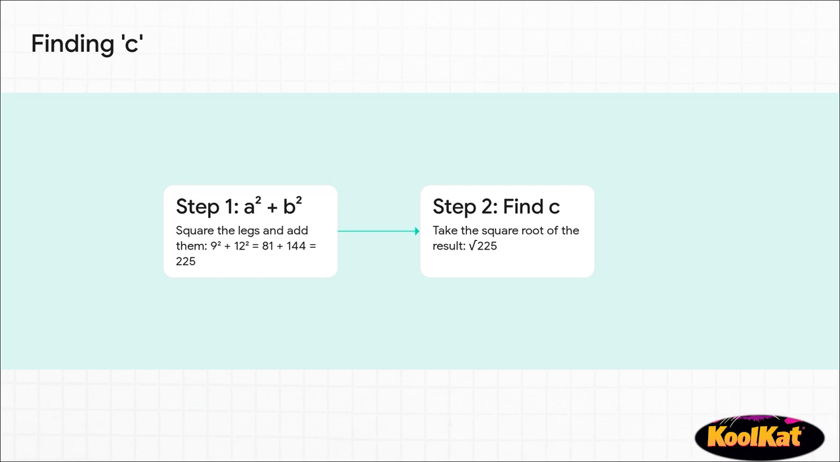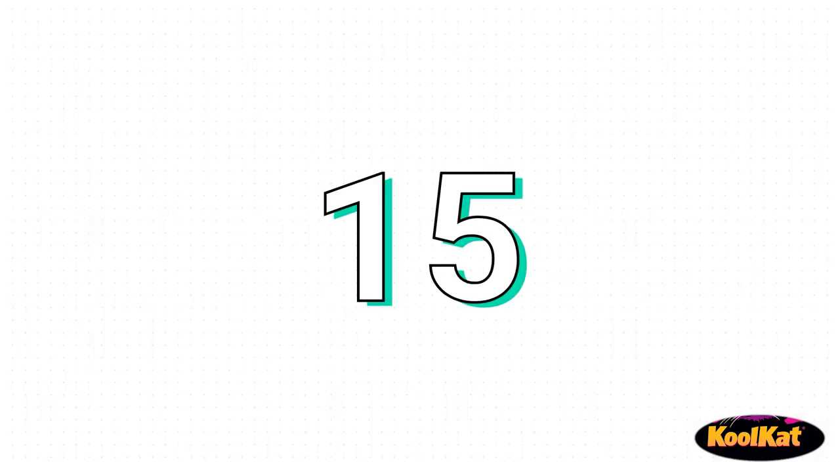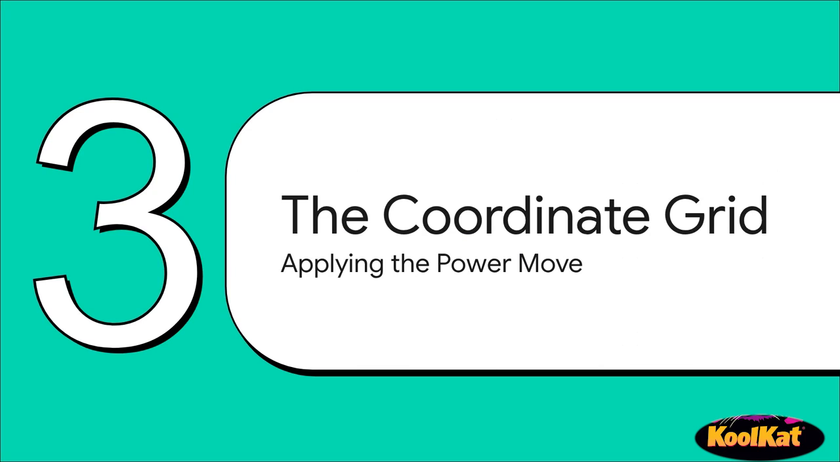Now remember, that 225 is C squared. So for the final step, we just have to take the square root to find C by itself. And the square root of 225 is 15. That is it. The length of the hypotenuse is 15. See? Not so scary, right? All right, warm-up is over. Let's take that exact same logic and apply it to that coordinate grid problem that we started with.